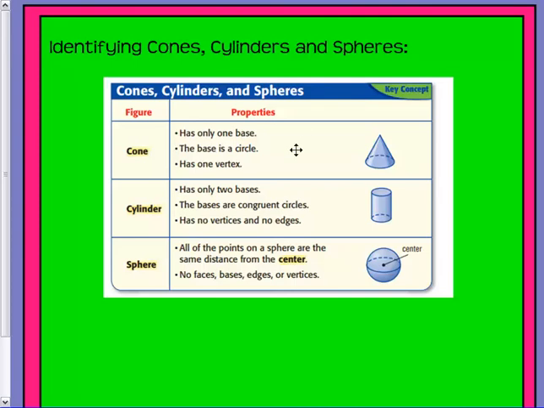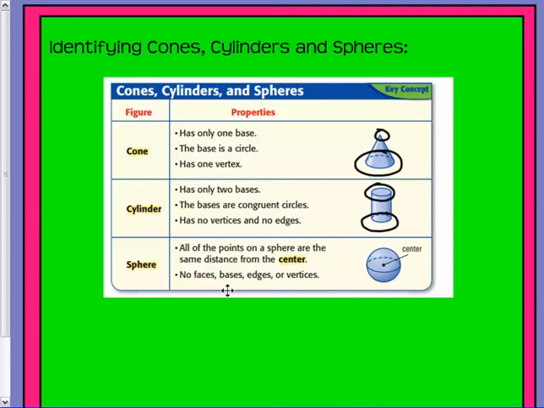Identifying cones and cylinders. A cone has only one base, okay, while the cylinder has 2. Remember we talked about them? And they're both circles. The cone only has one vertex. These have no vertices, no edges. Edges have to be those flat pieces, and the vertices have to come to a point, and they don't do that. Same thing with the cylinder, or with the sphere.